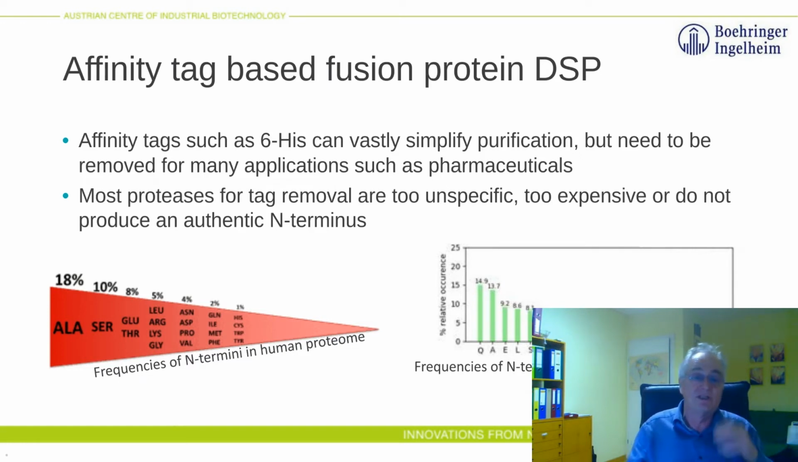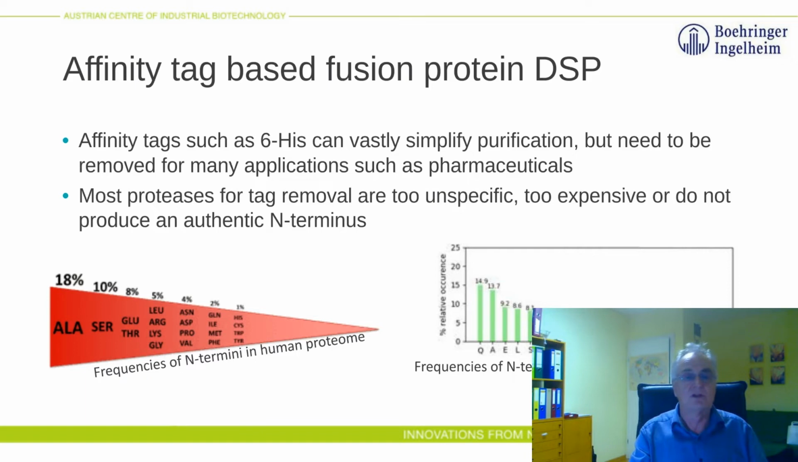And what you see here, most of the tag removals are too unspecific or too expensive to produce this authentic N-terminus. And these affinity tags, together with the His-tag, can vastly simplify our purification.